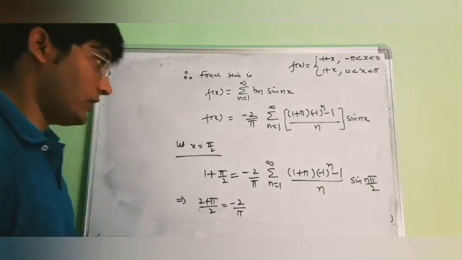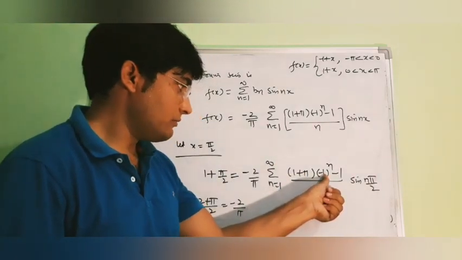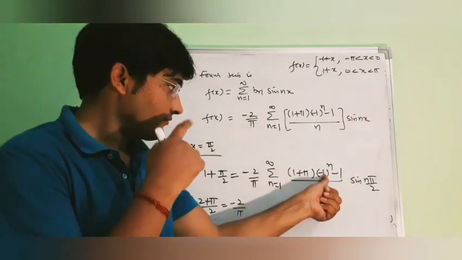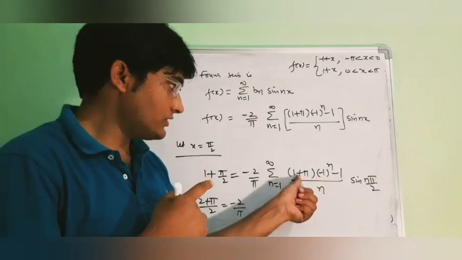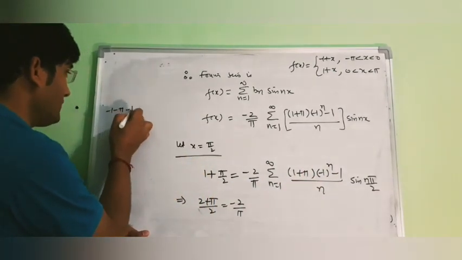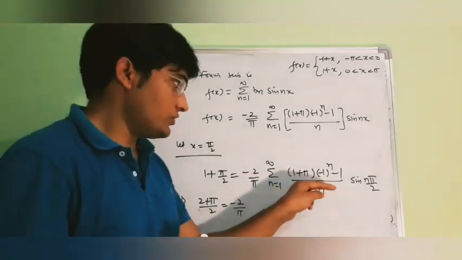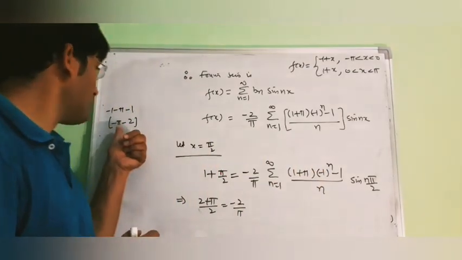Now if n is 1, then you can see that here we will have minus 1. So this will be minus 1 minus pi minus 1. That means minus 1 minus pi minus 1. So this will be minus pi minus 2. So if n is equal to 1, then in the numerator we will have minus pi minus 2.